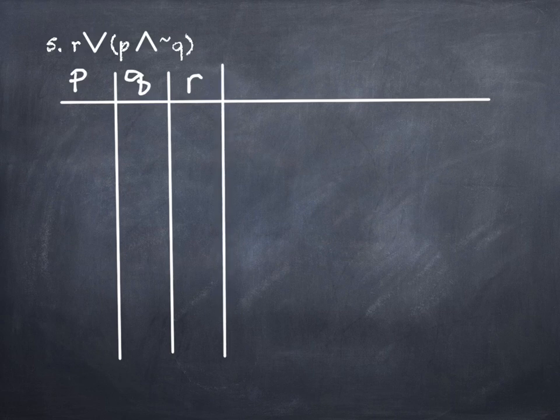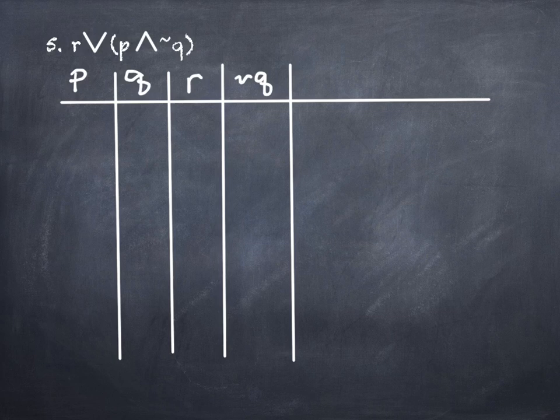The next thing we do is we use any of the pieces that are missing, or we start inside the parentheses. So in particular, if you look inside of this set of parentheses, we have a P. We already got a column for that. And we've got tilde Q. But I don't have a column for tilde Q. I only have a column for Q, right? So I need to insert another column, and that inserted column will be tilde Q.